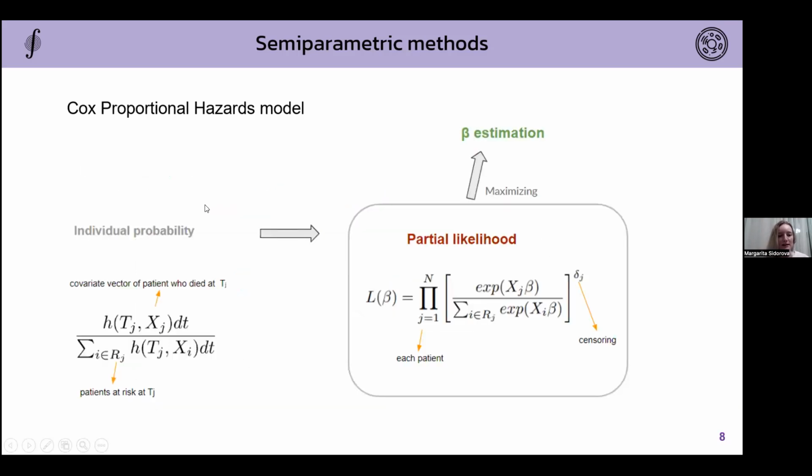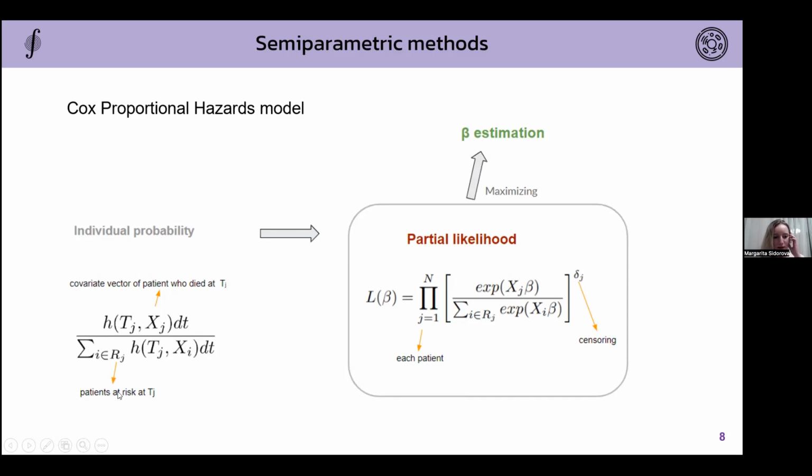So let's talk about how this partial likelihood can be derived. If we're talking about the individual probabilities, we can see that there is the probability for some patient to die within time interval dt. And if we divide it by the probabilities to die within this time dt for all the patients who are at risk, this will be the individual probability.